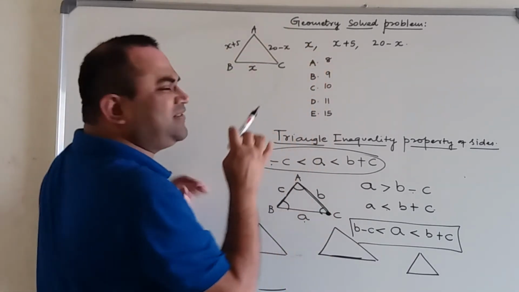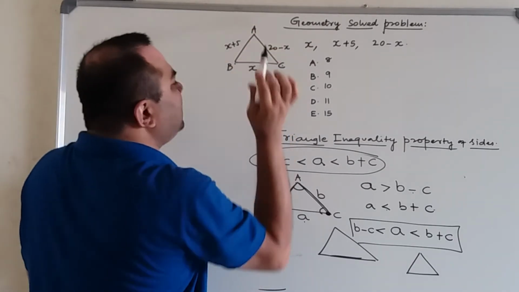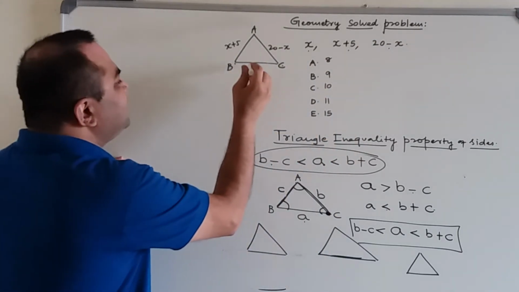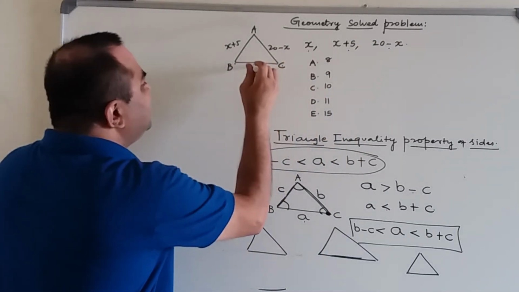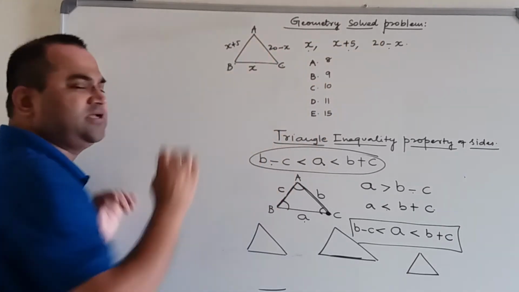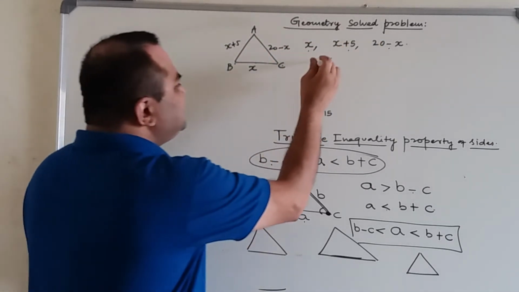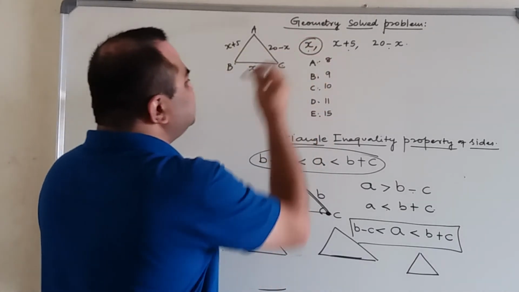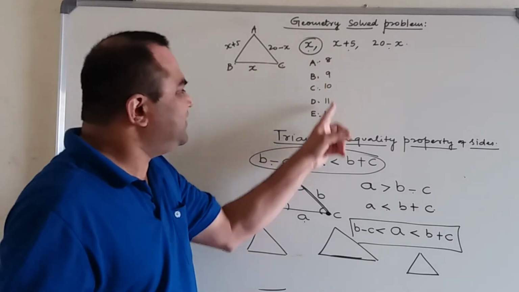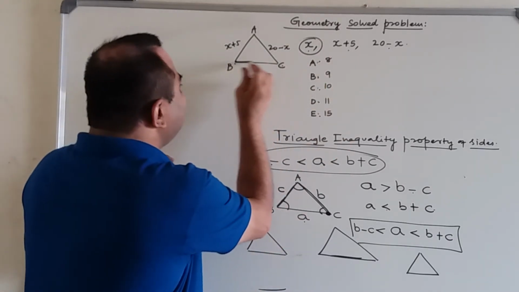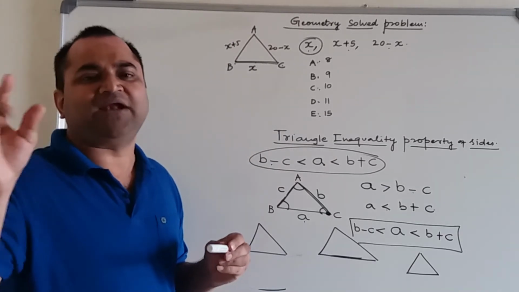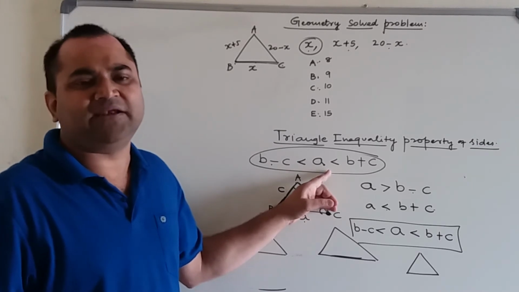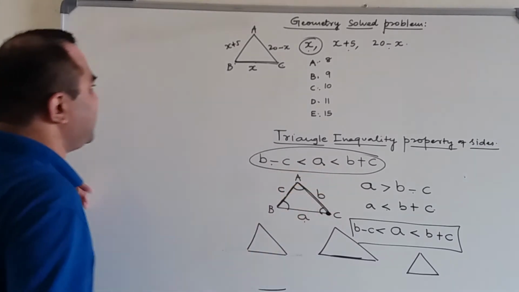Suppose the lengths of the three sides in a triangle ABC are x, x plus 5 and 20 minus x. I have written the lengths of the sides denoted by these respective expressions. Now the question is, which of these answer option numbers cannot be the value of x? That means, which of these numbers cannot be the length of one side in the triangle? This we can find out by applying the triangle inequality property. Let me do this in this way.